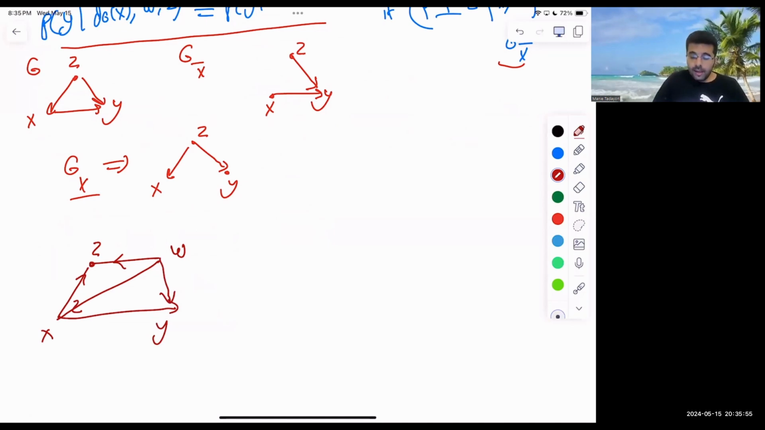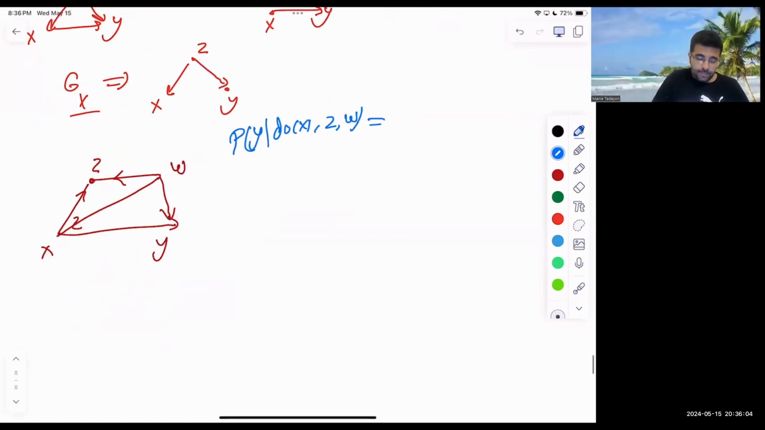All right. So I start with this, guys. P of Y given do X, Z, and W. So what this expression says is that, you know what? Create a graph. This is graph G. Create a graph G X bar. Go ahead and remove any arrow that points to X in graph G.